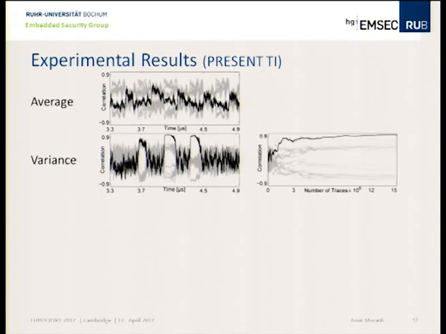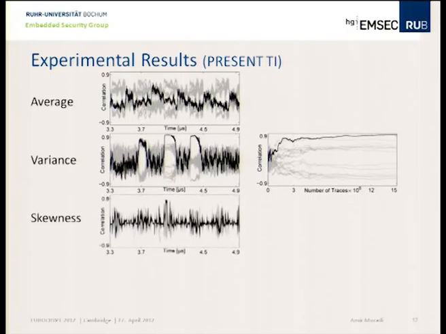And here is another figure to show how many traces we need to perform the attack successfully. Here it is around, I believe, 7 million traces. Of course, we need a lot of traces because the design is very small, and it includes a lot of noise, and then, of course, we require a lot of traces to perform the attack successfully.